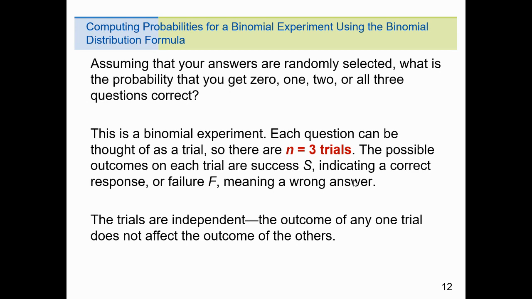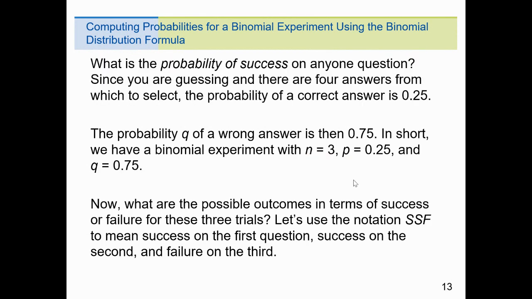Assuming that your answers are randomly selected, what is the probability that you get 0, 1, 2, or all 3 of those questions correct? This is a binomial experiment. Each question can be thought of as a trial, so there are 3 trials, 3 questions. The possible outcomes on each trial are a success, indicating you get the correct answer, or a failure, meaning your answer was wrong. The trials are independent. The outcome of any one trial does not affect the outcome of another. Whatever you answer on one question has nothing to do with how you answer the other multiple choice questions.